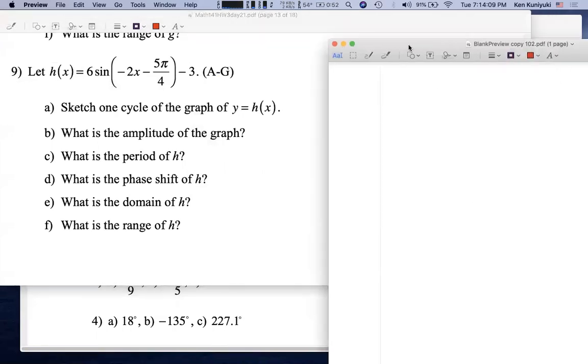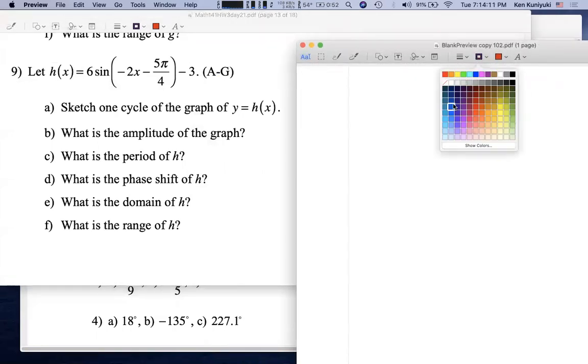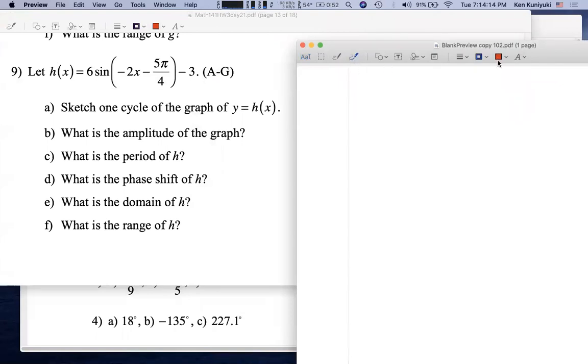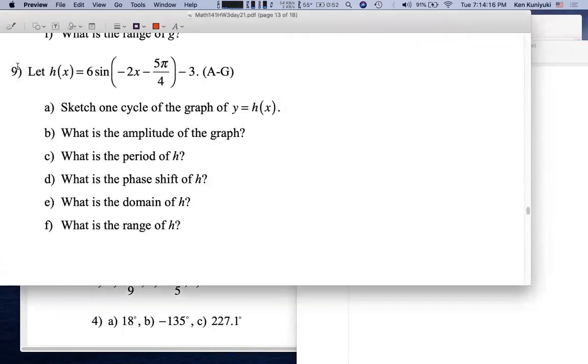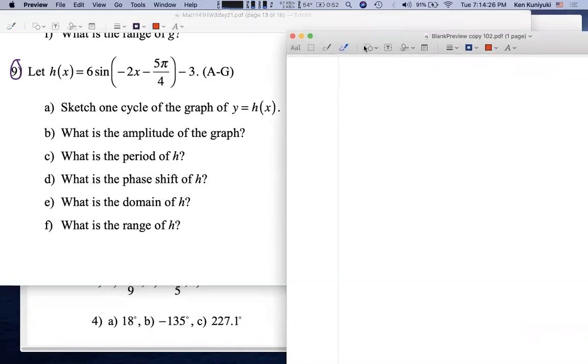All right, so let's go to blue. Number 9 in 4.5, this one, graphing the sine. So again, here's the given function.